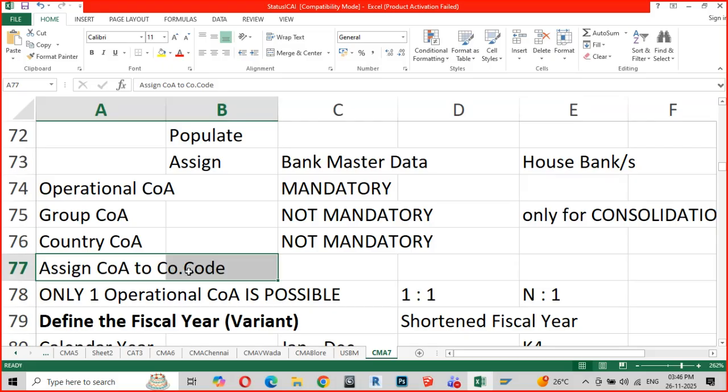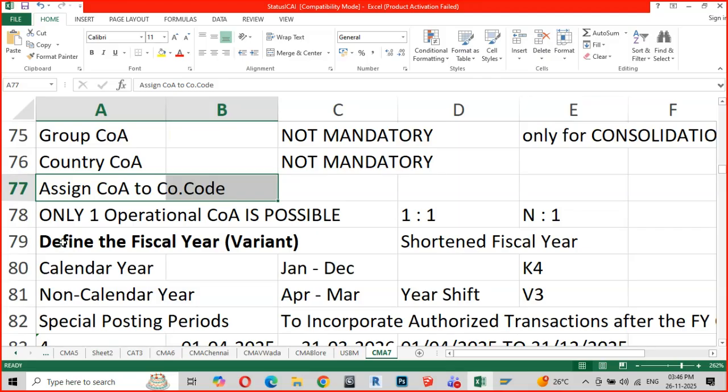See, obviously, your TCS cannot use your Reliance chart of accounts. Vice versa, your Jio cannot use the TCS chart of accounts. So that is the logic. Now, once this is done, what are the components that we have? We have two components: one is your company code, the other one is your chart of accounts. So we have understood what is required, where, when and how.